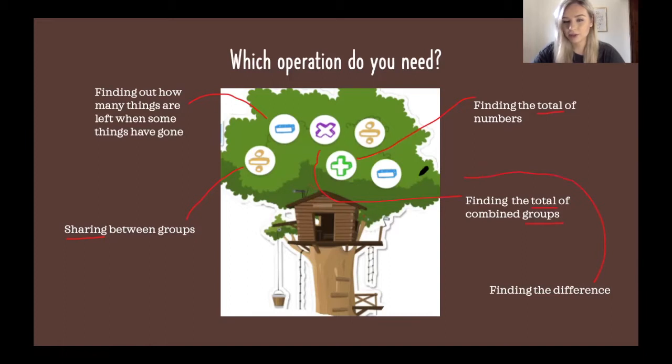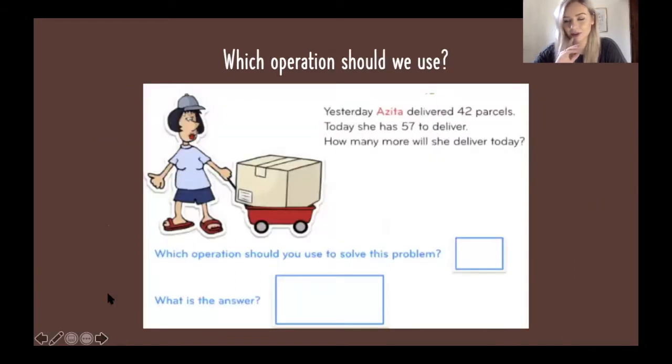What is the gap between them? And we do find that out by using subtraction. So well done if you managed to get those correct. We're going to move on, have a go at putting the correct operation into the problems.